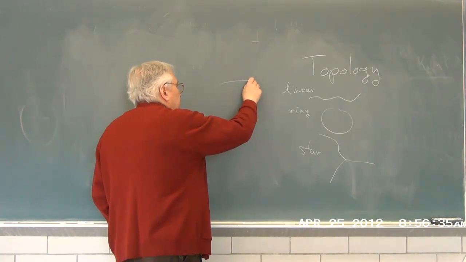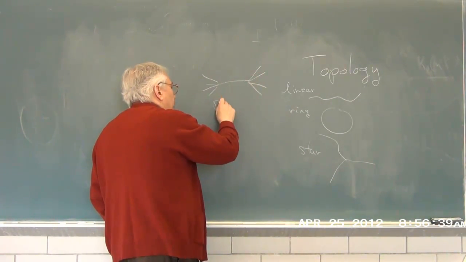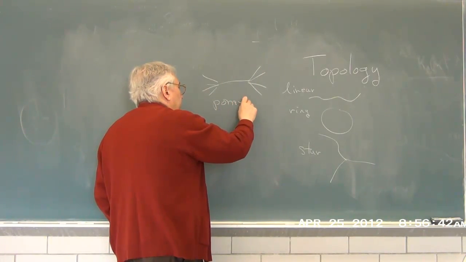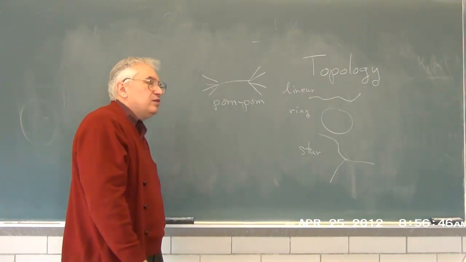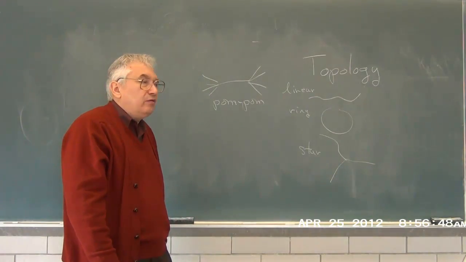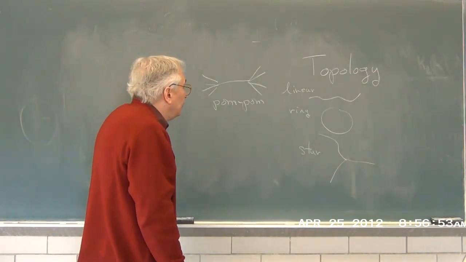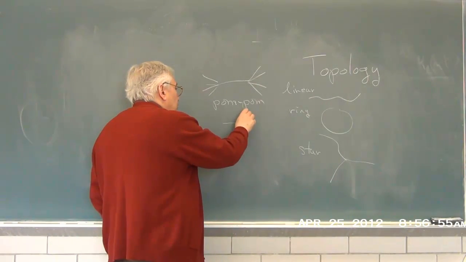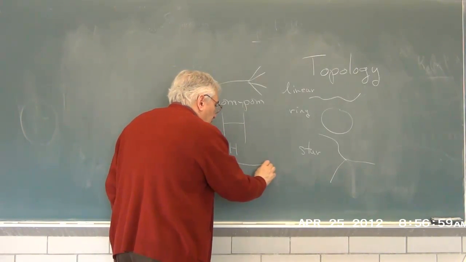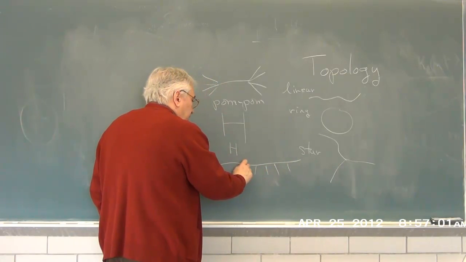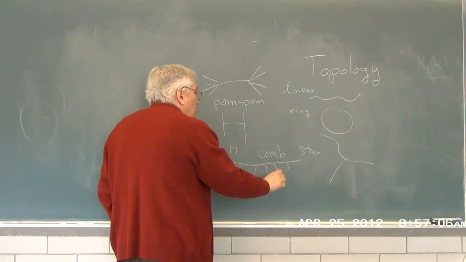We can make things that look like this. This is called a pom-pom. It vaguely resembles an object used by cheerleaders at football games. Well, once upon a time anyhow. You can also make something that looks like this. This is an H. You can also make something that looks like this. You will be astonished to learn this is called a cone.